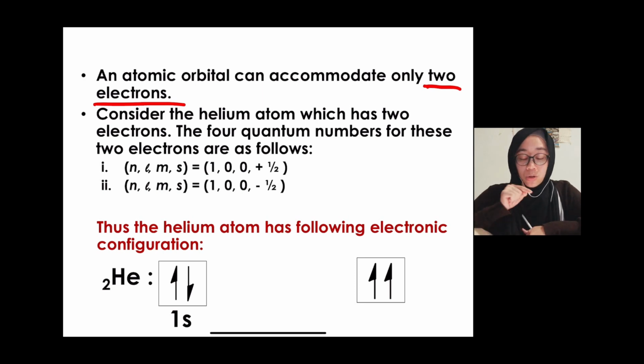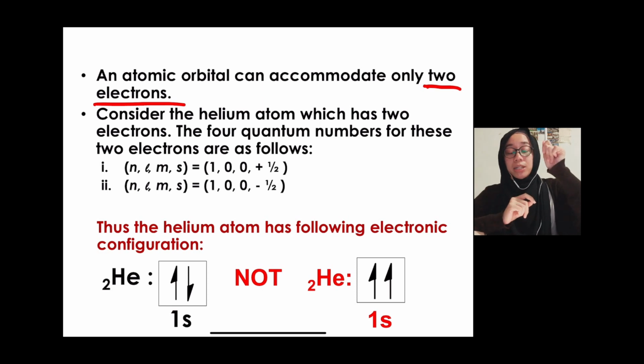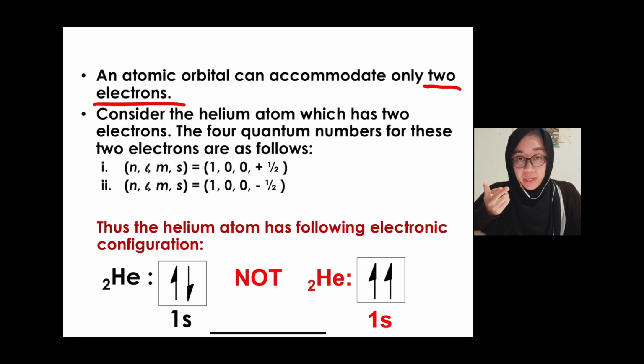Tapi bolehkah? Does it obey the Pauli exclusion principle? No, it does not. Okay, therefore, yang betul adalah the one yang sebelah kiri and not the one on the right. Okay, that one salah sebab dua-dua ke atas ataupun dua-dua ke bawah itu adalah salah. They don't obey the Pauli exclusion principle. Supposedly, if they obey the Pauli exclusion principle, one's supposed to go in upwards direction, another one supposed to go downwards direction to show that they have different spinning.